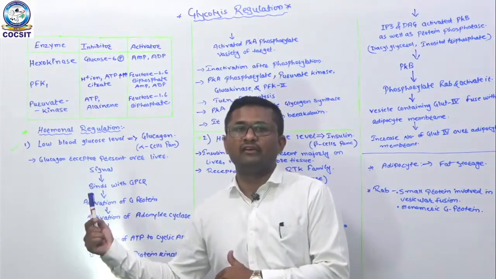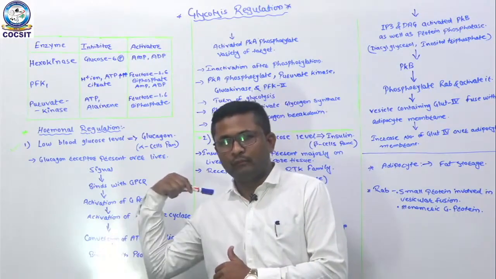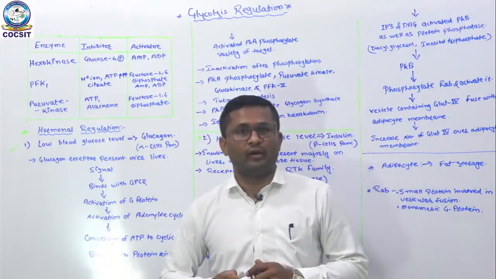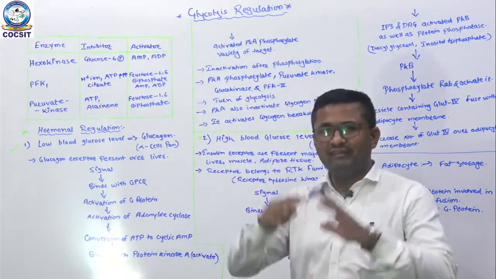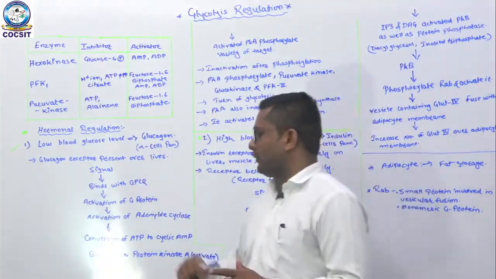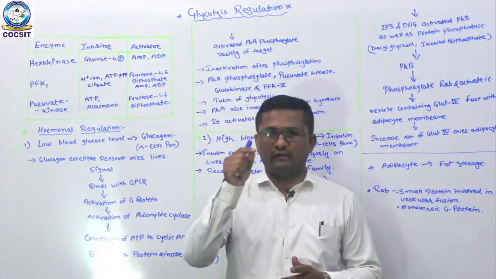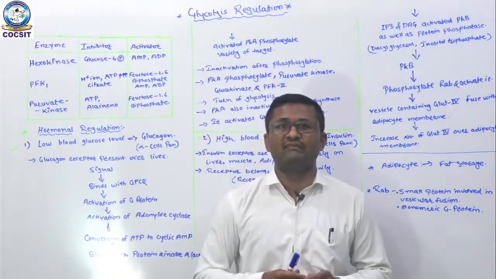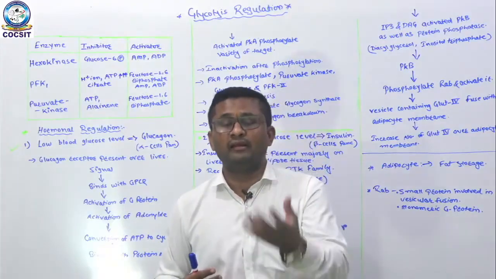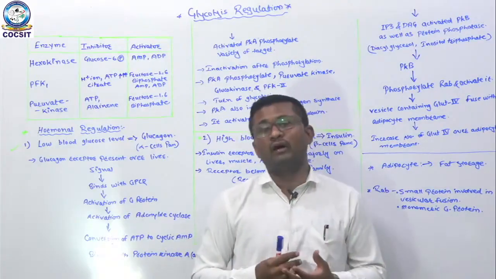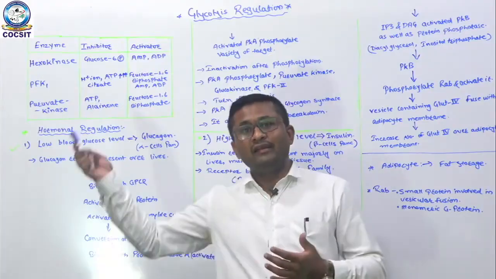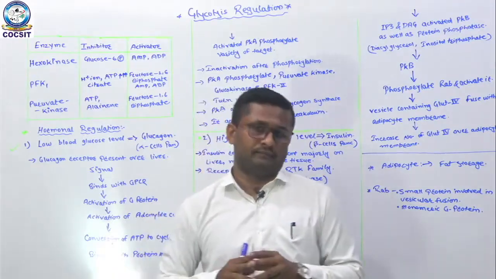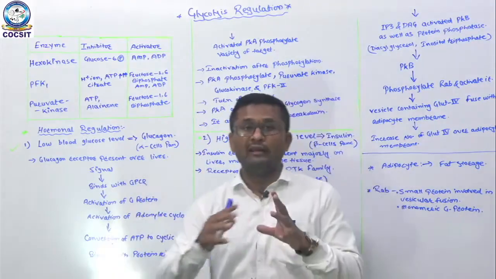So in that condition, the alpha cells of the pancreas will secrete one hormone, and that hormone is nothing but glucagon. Now see what the exact mechanism of this glucagon is. The receptor for this glucagon is present on the liver, because gluconeogenesis will occur in the liver. They are present on the liver cells.